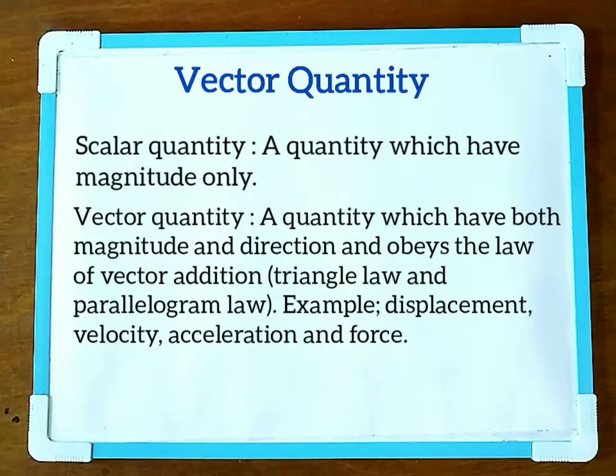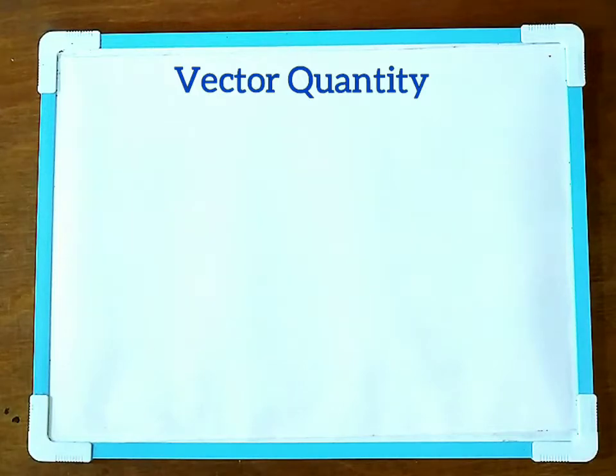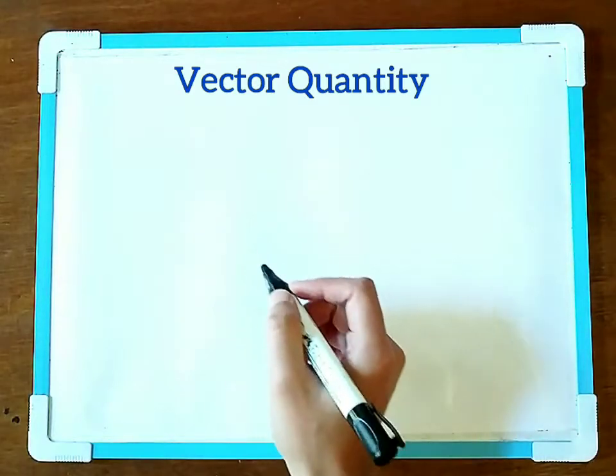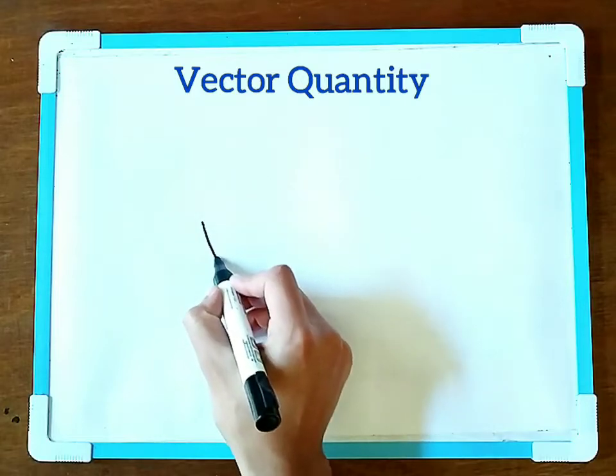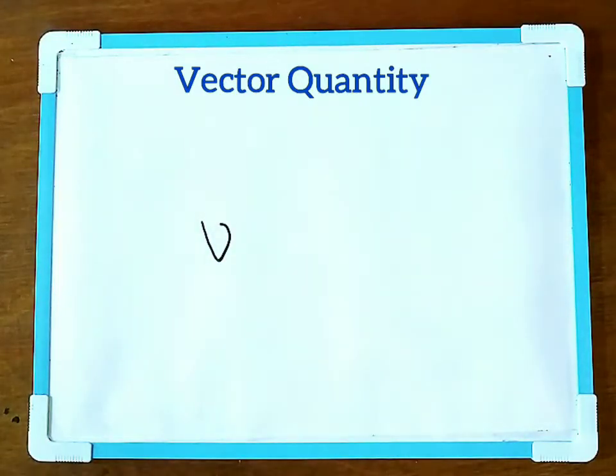For example, displacement, velocity, acceleration and force are all vector quantities. They have direction and magnitude as well. Now how will we denote this vector quantity? We know that it has magnitude and direction. So a vector quantity is usually denoted by a letter, A, B, C, D, or let us take for example the velocity V. This velocity is a vector quantity.